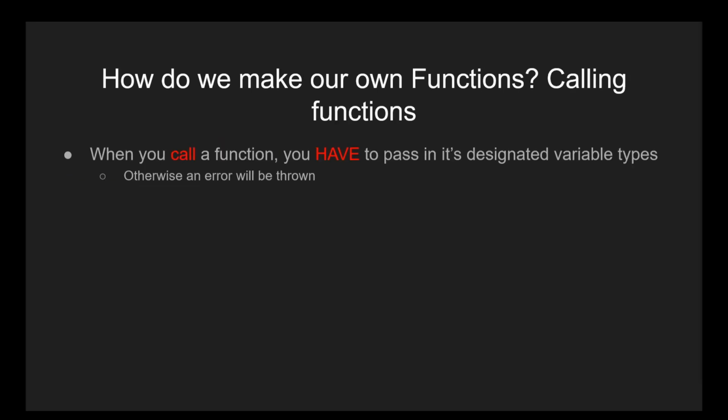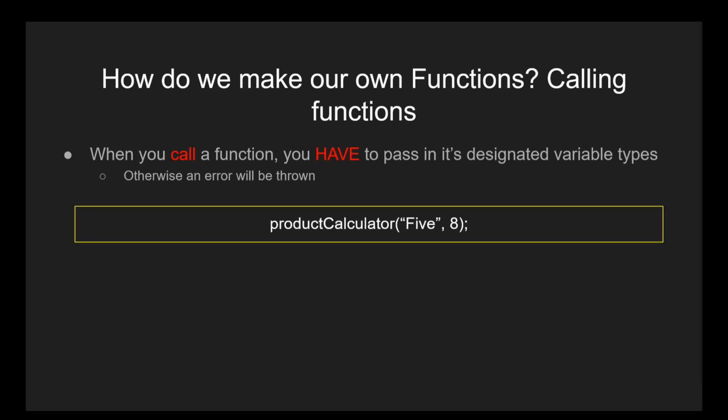The last thing I want to mention about arguments is that when you call a function, you have to follow the variables you defined when making the function. So for our multiply numbers function, you could not put in a string and then an int. It has to be two integers because that's what the computer is expecting to be passed into the function.